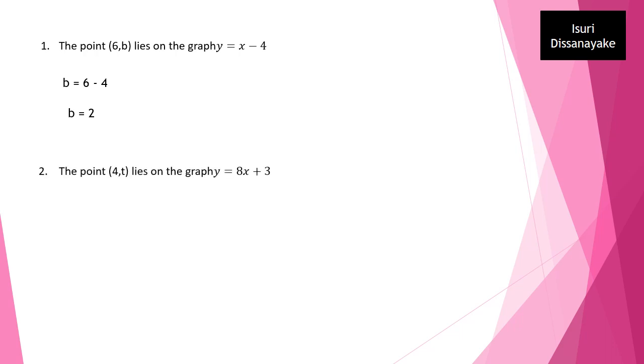Next example. The point 4, t lies on the graph y equals 8x plus 3. So you can see the input, which is the x coordinate, is 4, and the output, the y coordinate, is t. So you're going to work out for the value of t. T equals 8 times 4 plus 3. So 8 times 4, it is 32, plus 3, it's 35. So the relevant y coordinate is 35 when the x coordinate is 4.